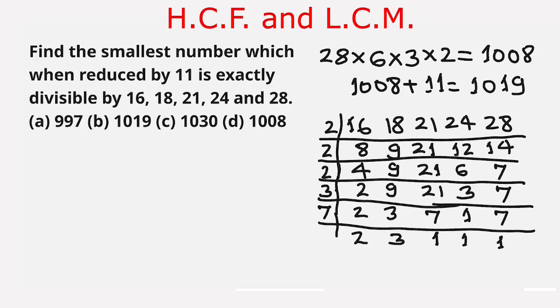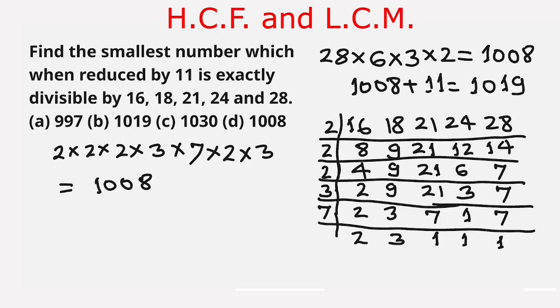Now our LCM is 2 multiplied by 2 multiplied by 2 multiplied by 3 multiplied by 7 multiplied by 2 multiplied by 3. 7 times 3 is 21. 21 times 3 is 63. 63 times 2 is 126. 126 times 2 is 252. 252 times 2 is 504. And 504 times 2 is 1008. So this is the LCM of the given numbers.